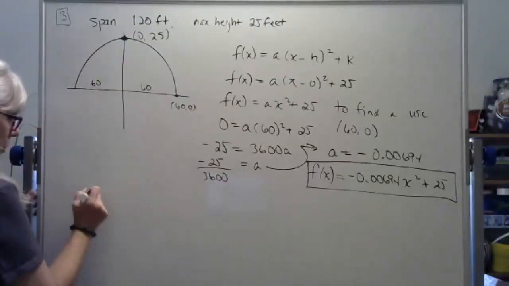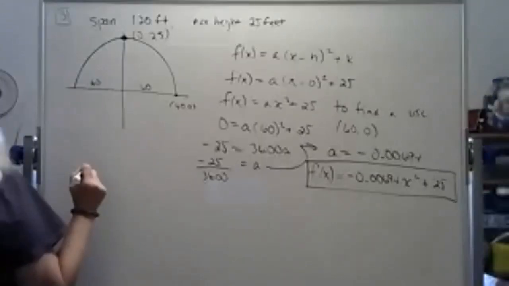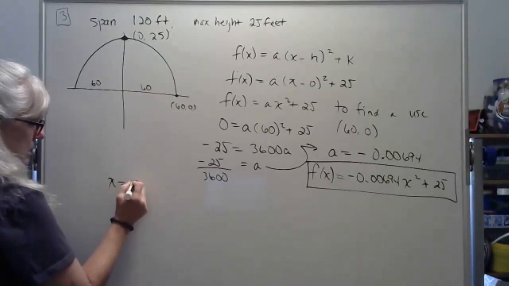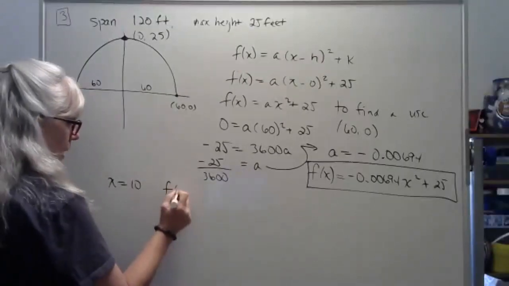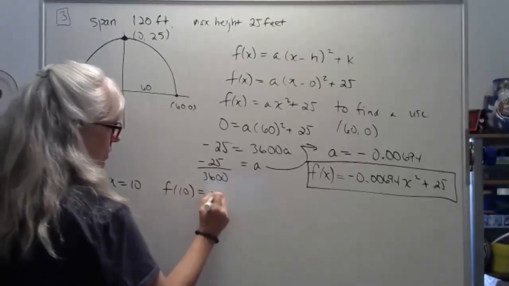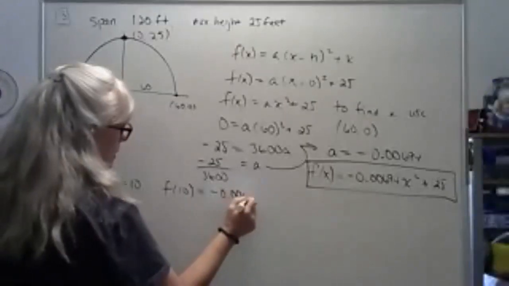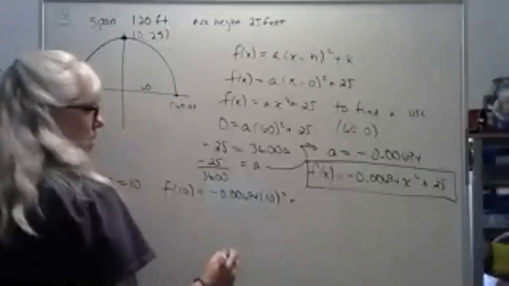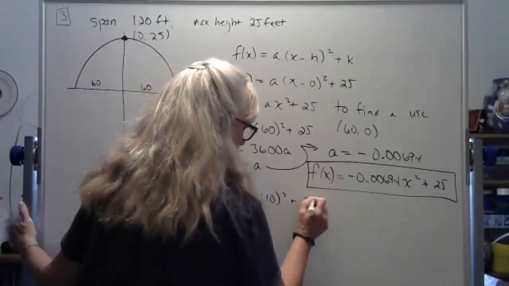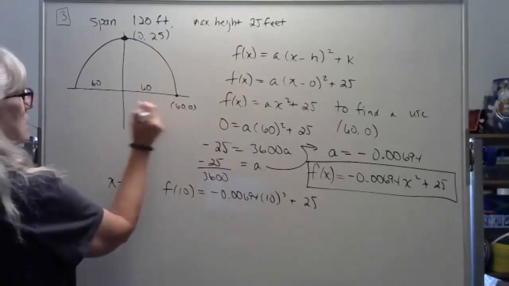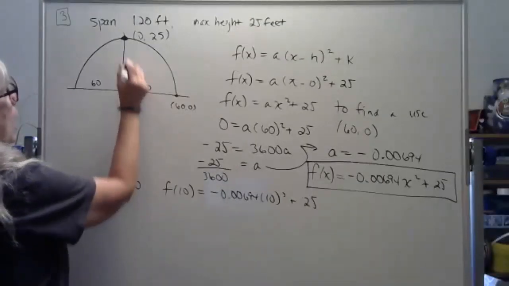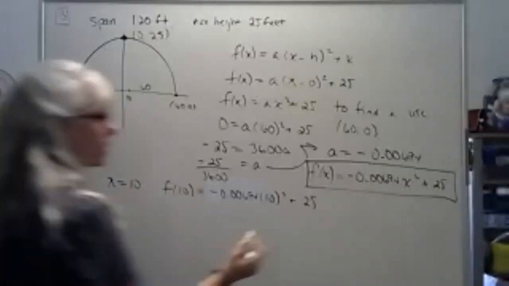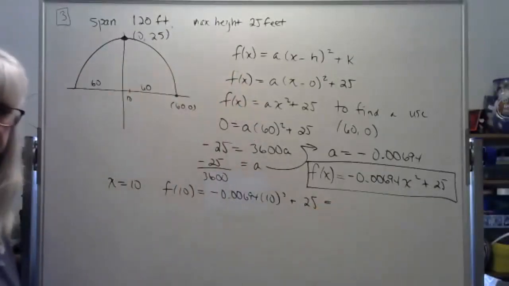Okay, so part, I don't know, whatever you want to call it. They want us to calculate the height at 10 feet. So when x equals 10, we're going to plug that in. So f of 10 is equal to a negative 0.00694 times 10 squared plus 25. So in other words, if this is 60 and I'm only 10 feet over, how high is my arch? I expect it to be somewhat close to 25. Okay, back to the calculators. You guys do that and tell me what you get.